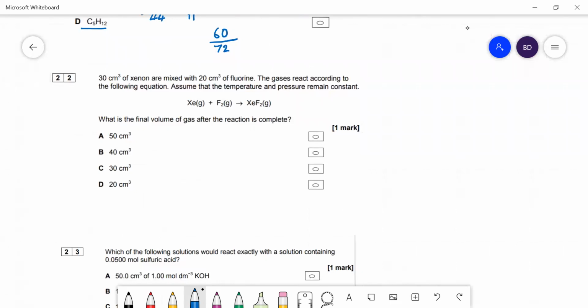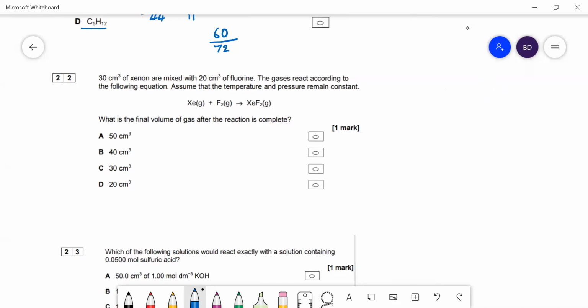Right, this one is about reacting gas volumes. And here we need to remember that if you have 24 dm cubed of any gas, it will contain the same number of moles as 24 dm cubed of any other gas. Also, if you have 10 centimeters cubed of one gas, you'll have the same number of moles as 10 centimeters cubed of another. Right, so what have we got here?